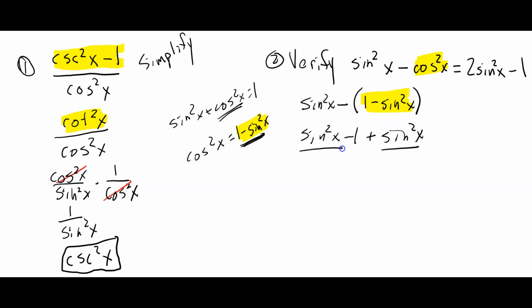Okay, these are like terms. 1 sine squared x plus another sine squared x is 2 sine squared x, minus our 1 there, is equal to 2 sine squared x minus 1, and we have successfully verified using our identities that the left side is in fact equal to the right side.